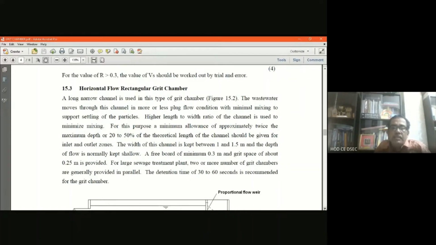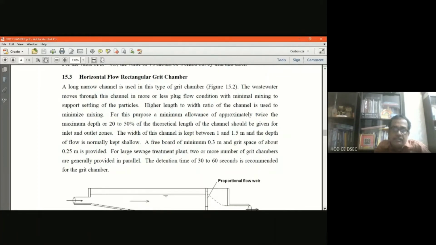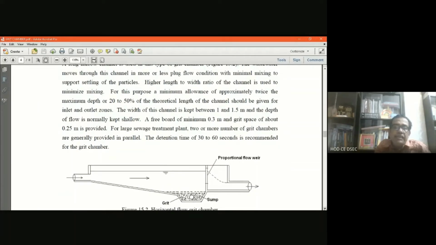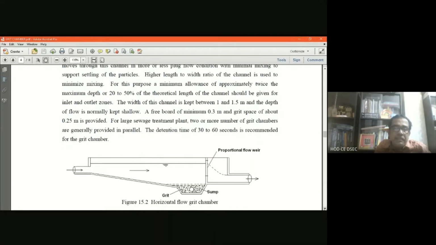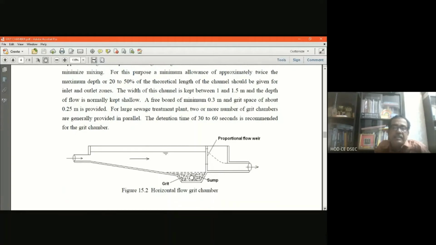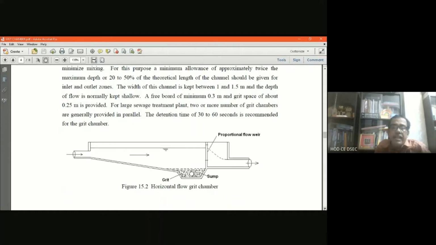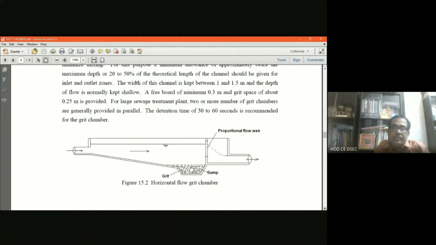For a large sewage treatment plant, two or more grit chambers are generally provided in parallel, because one may be standby. If one is under maintenance, then the other will be functioning. And the detention time, the flow time, of 30 to 60 seconds is recommended for the grit chamber.